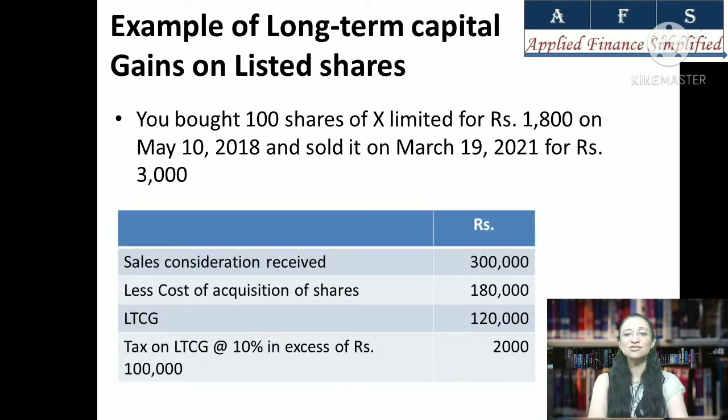So the sales consideration here is 3 lakh rupees and the cost of acquisition of these shares was 1,80,000. The resulting long-term capital gain is 1,20,000. Up to 1 lakh, the long-term capital gain is exempt from tax. So you will charge 10% on only the excess over 1 lakh, that is 20,000 multiplied by 10%. So your capital gains tax is 2,000 rupees.